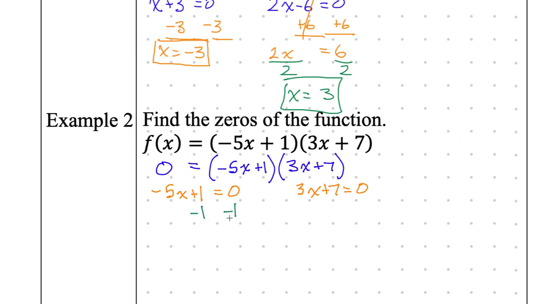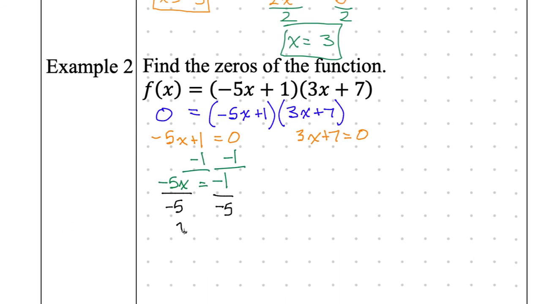So subtract 1 on both sides, and I get -5x is equal to -1. And then from here I need to divide both sides by -5, and x is equal to positive now. Divided by a negative is a positive, so positive 1/5. That is one of the two solutions. Let's solve the other equation as well. I'm going to subtract 7 from both sides, and that's going to get rid of the 7, just like that.